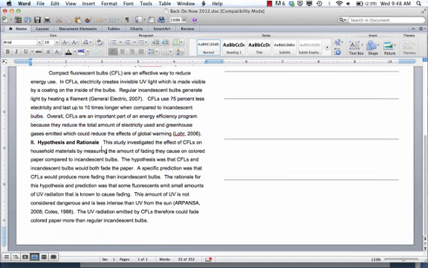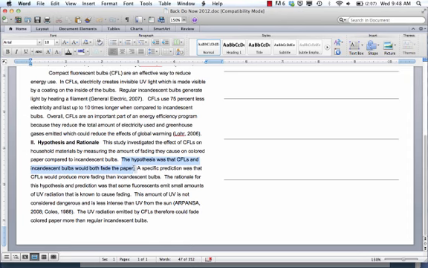If you scroll down to the hypothesis and rationale section, this is where I do talk about my project. I say this study investigated the effect of CFLs on household materials by measuring the amount of fading they cause on colored paper compared to incandescents. Notice I didn't say I or me or my, it's just this study, and it's also in past tense because after about a week the experiment's going to be completely done and you'll use past tense anyways. So that's a good idea.